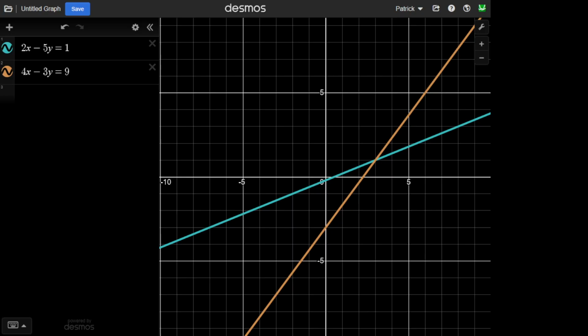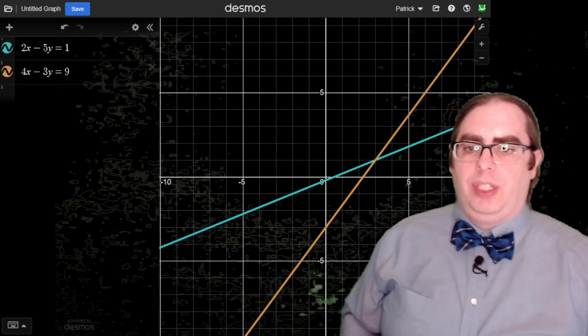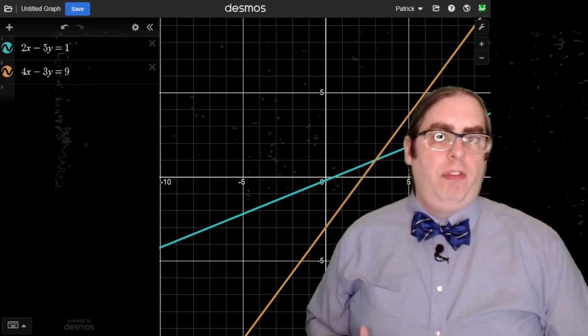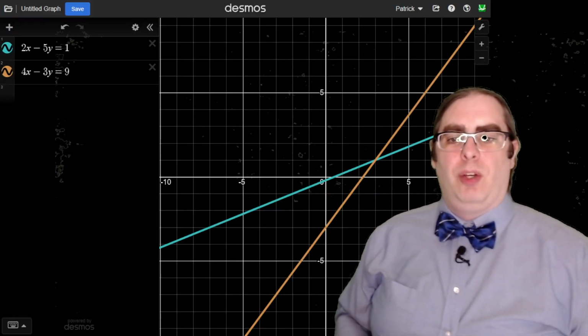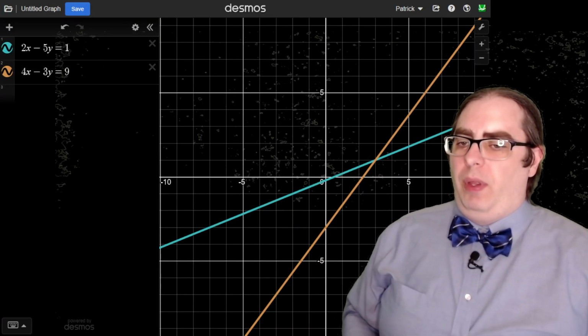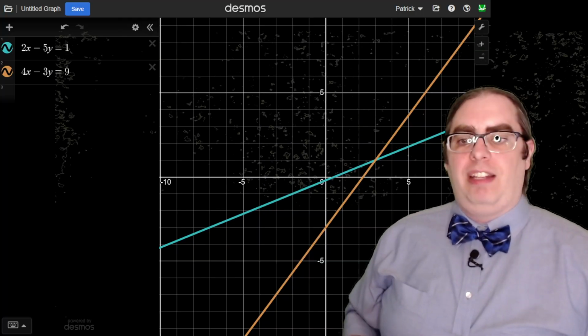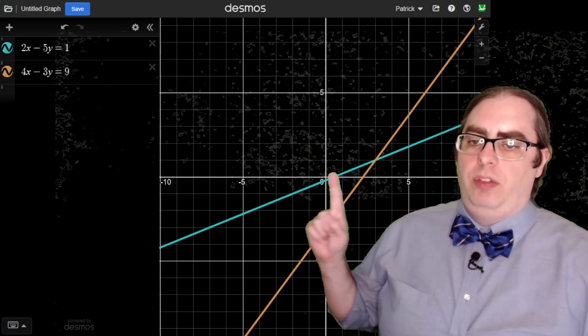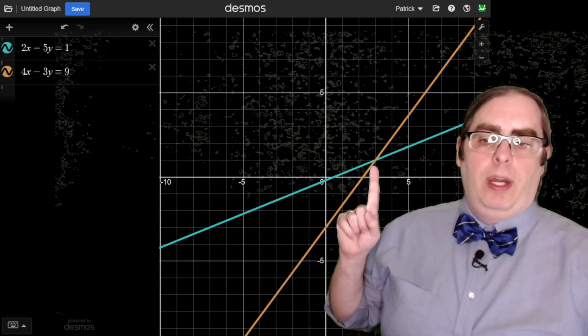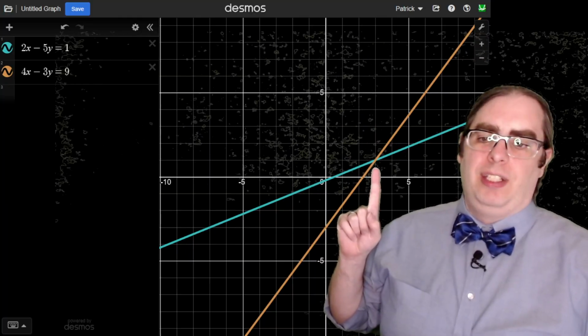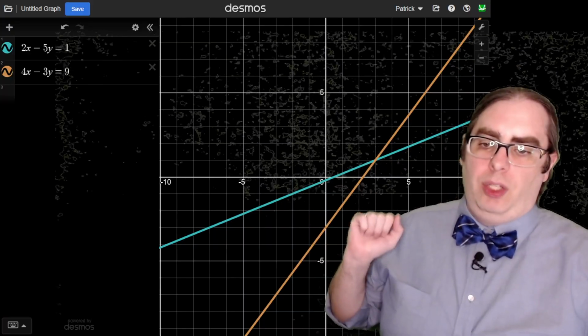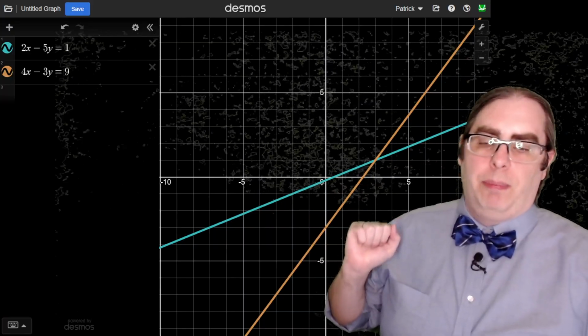I have these two equations graphed, and now, if you remember that the graph of an equation is the collection of all of the points that satisfy that equation, well then, the point that satisfies both of the equations is the point where the two lines intersect each other. It really looks at a glance that that's going to be at the point (3, 1).